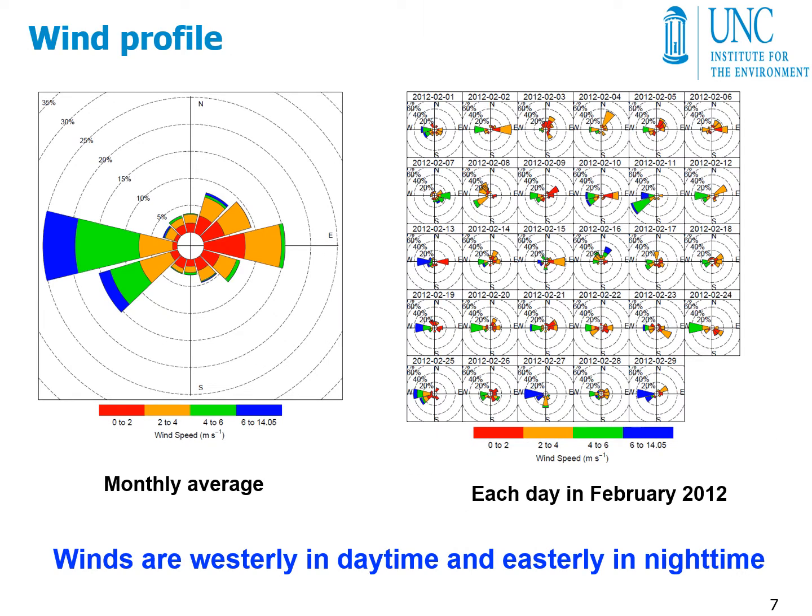This is the wind profile. The left figure shows the monthly average and the right figure shows each day in February. The winds are normally westerly in the daytime and easterly in the nighttime.